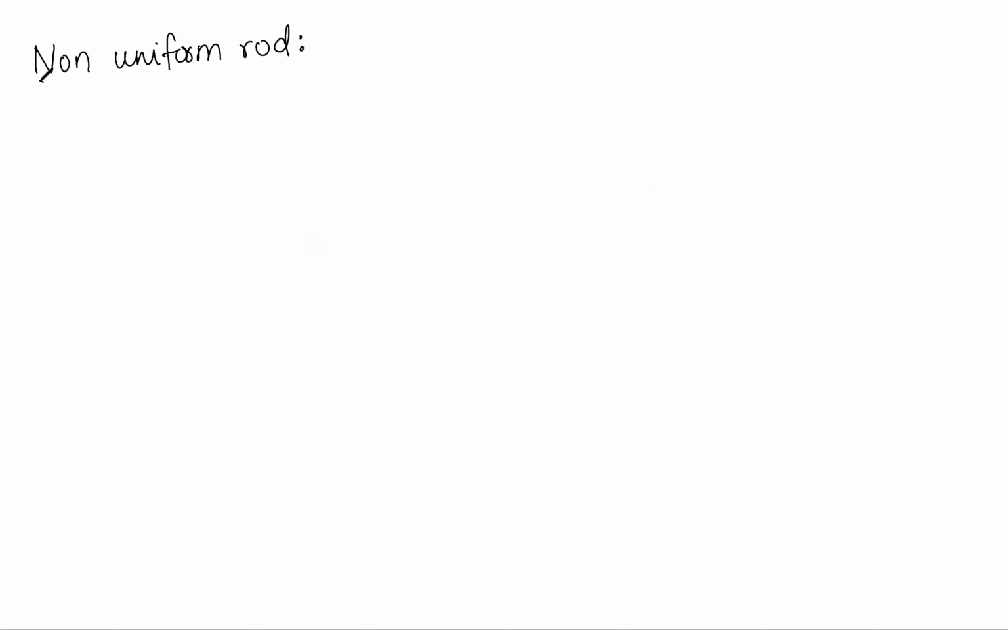What is non-uniform in a rod? In a rod, two things can be non-uniform. First of all, the shape of the rod could be non-uniform. There are two things about every object: the geometrical shape of the object, and also the density of that object. Either of the two, or even both of the things, could be non-uniform.